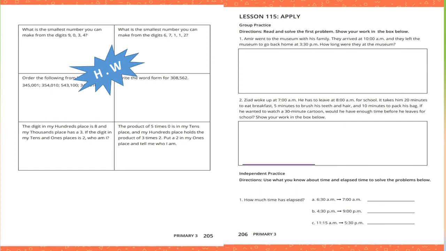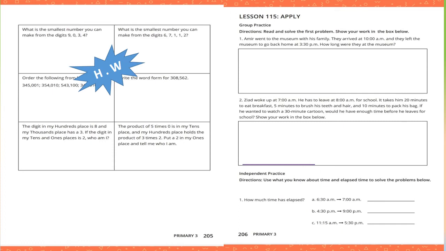Page 205 in the math book. This page is homework. What is the smallest number you can make from the digits 9, 0, 3, 4? How can we do that? It's very easy. Okay, if I have a 0 here, it has to be the second number, because this is how I can make the smallest number. So I will put it as the second number.